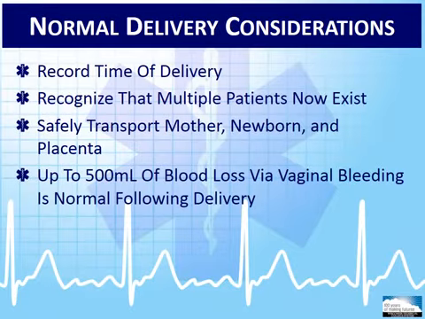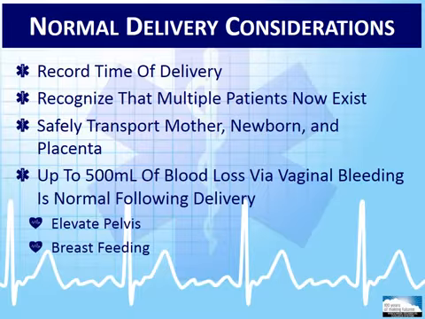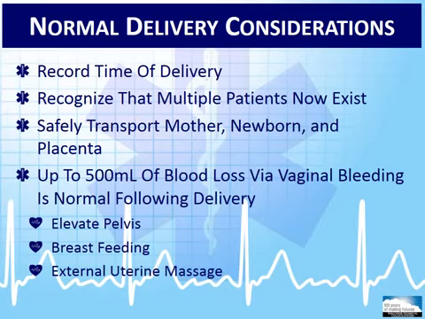Vaginal bleeding is normal after a delivery. With that being said, there are holistic ways to assist the mother's body in recuperating from the childbirth process. After delivery, the woman's uterus will continue contracting, which will begin to stop the bleeding associated with the delivery. Elevating the mother's pelvis can help control the bleeding. Allowing the baby to breastfeed from the mother will also help the process. An external uterine massage, as discussed previously, can also assist the uterus in its contraction.